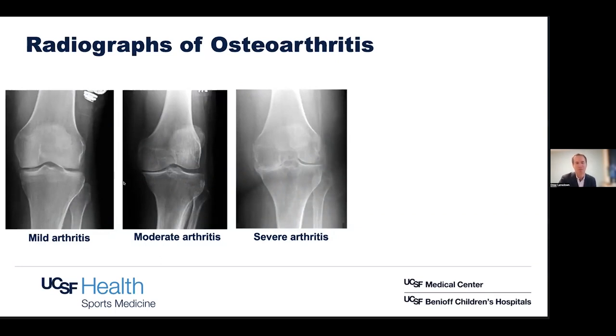And there are multiple ways to grade arthritis. The Kellgren-Lawrence scale is the most common, but in general, something like mild, where this patient has maybe a little narrowing of the joint space, but overall maintained joint. Here, this medial joint line, certainly more narrowed. And then here, where that joint space is just obliterated and that patient's completely bone on bone.